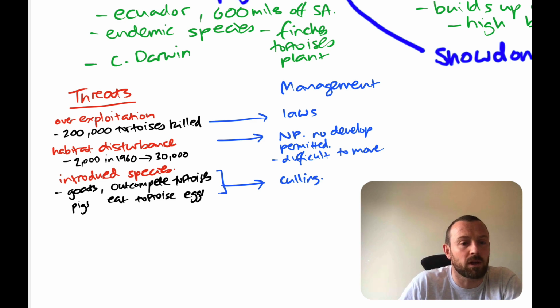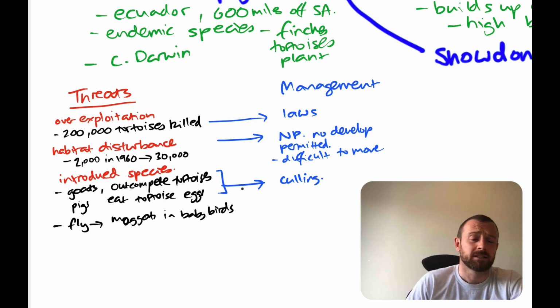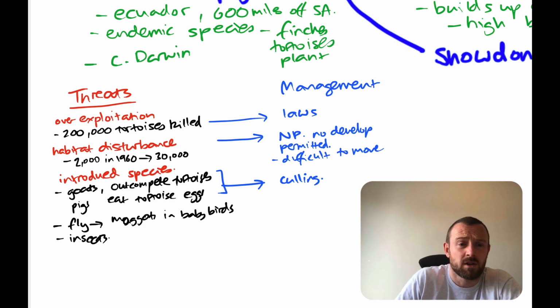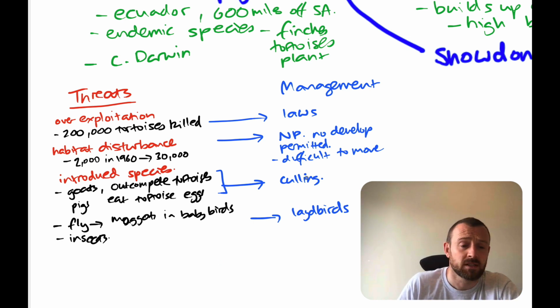It can be more difficult if the thing that you're trying to eradicate is smaller. There's a fly, I can't remember exactly what type of fly, that basically lays maggots, which is gross, I hate maggots, in baby birds. And the maggots basically eat the baby birds, and this is a big problem for finches. So that can be an issue, and other insects, okay? Insects can be a big issue. They have had some success in using ladybirds, so that's a natural pest control, to kind of eradicate some of those insects, but it is quite difficult.